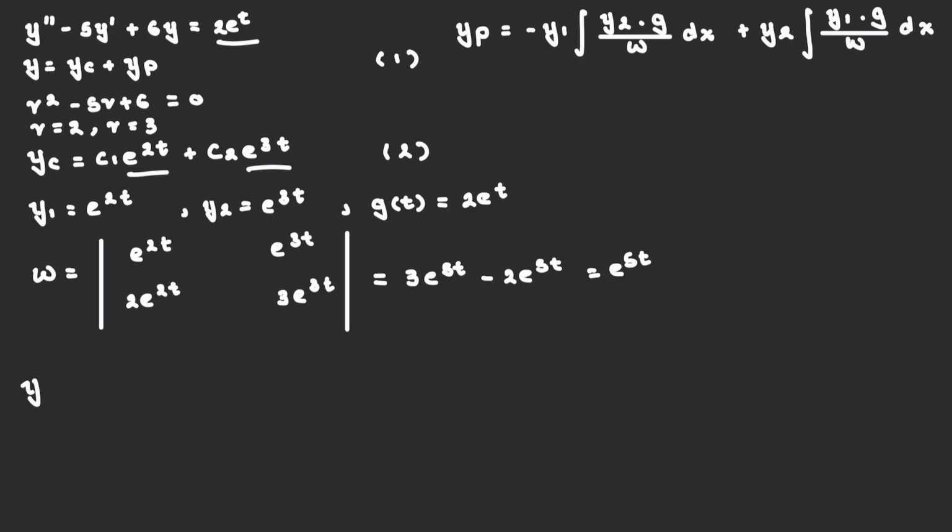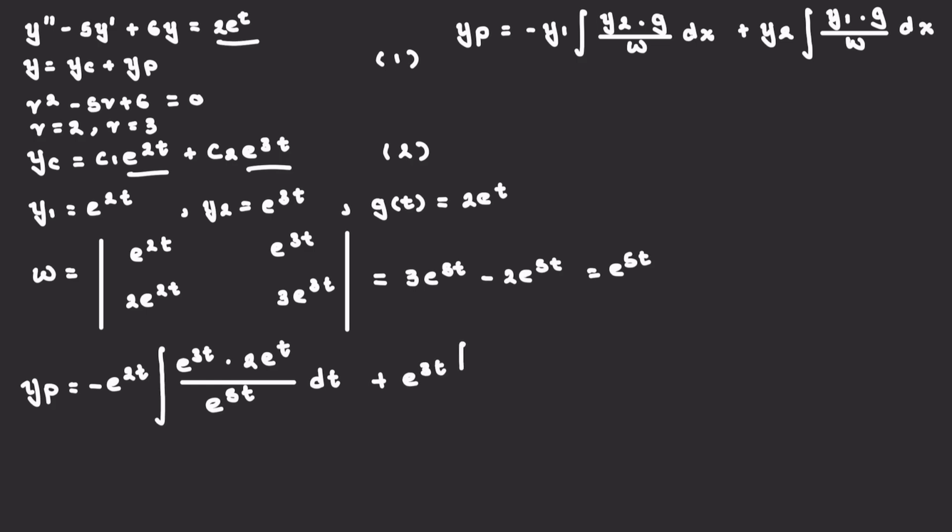So our yp, we don't need to write out the formula because it's written on the top right of the screen. We will have negative e to the 2t multiplied by the integral of e to the 3t times 2e to the t over the Wronskian, e to the 5t, dt, plus y2, our second solution, e to the 3t, multiplied by the integral again, which is e to the 2t times 2e to the t over e to the 5t.